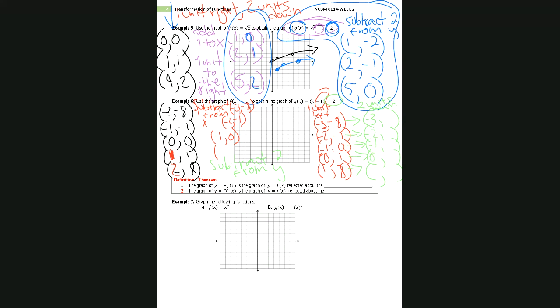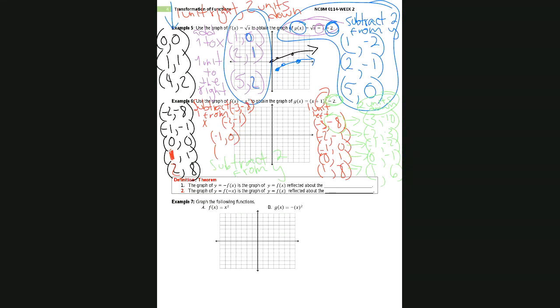So if I have 2 units down, we're going to be subtracting 2 from every y. So -8 minus 2, -10. -1 minus 2, -3. 0 minus 2, -2. 1 minus 2, -1. And 8 minus 2, 6. Now I'm going to go ahead and plot all of those.